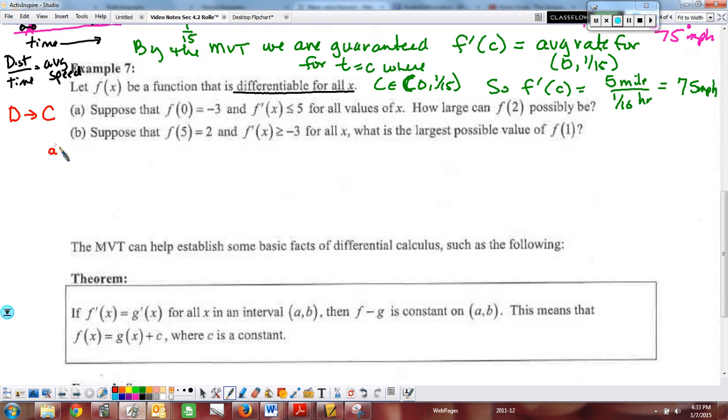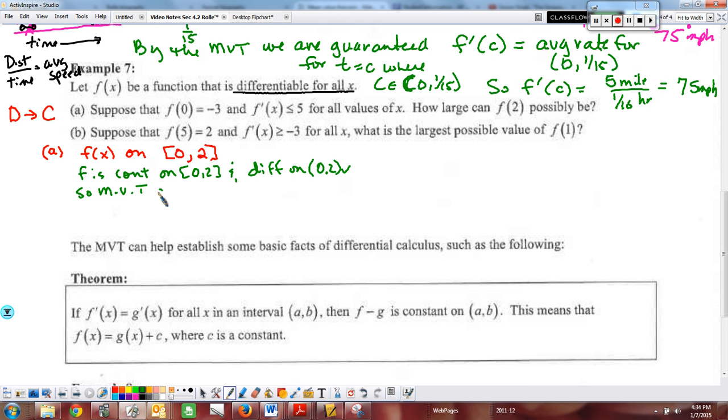Well, what we're going to do in A is we're going to set our interval. We're going to use this function f of x, and we're going to look at the interval since I have an x value of 0, and I'm interested in f of 2, so I'm going to look at the interval 0 to 2. Now, clearly, since f is differentiable, f is continuous on 0 to 2 and differentiable on 0 to 2. Okay, so we get that. Therefore, MVT applies.